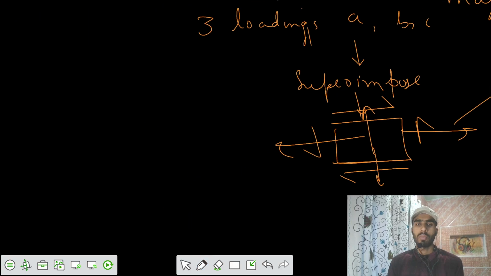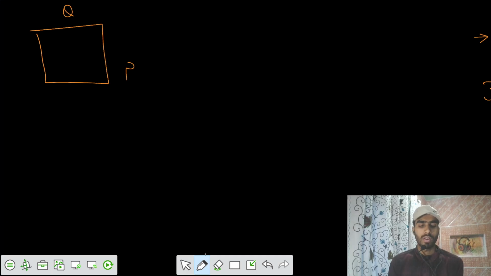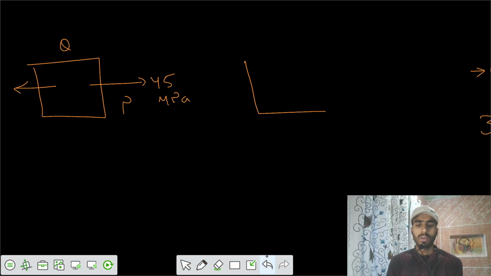But the states of stress are provided because of three loadings. We have three different states of stress on different planes. Say you have plane P and Q on which a stress sigma x of 45 megapascal is acting. Only sigma x is acting, 45 megapascal, on plane P and Q. And we have one more state of stress because of loading 2 that's making an angle. We need to calculate what angle the plane makes with the vertical.